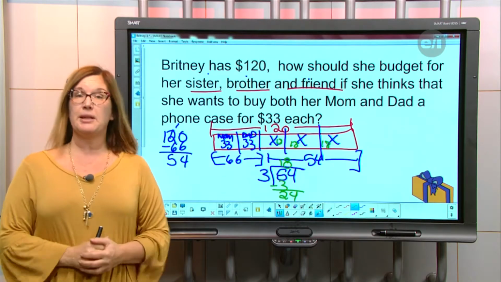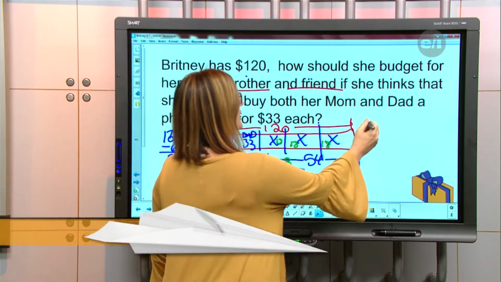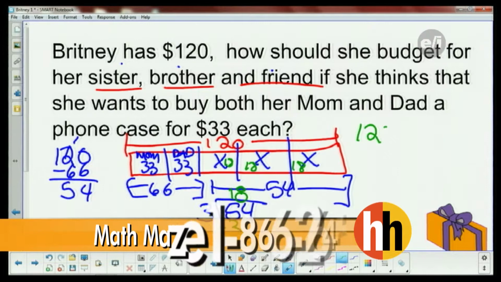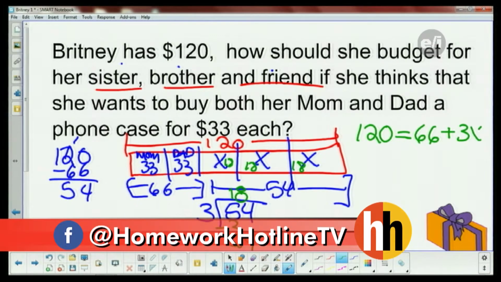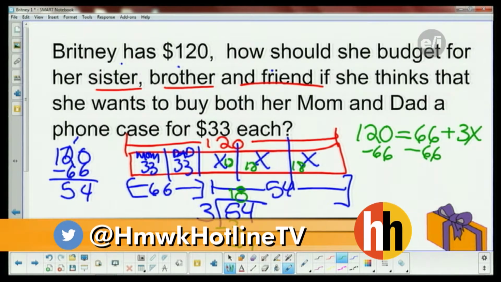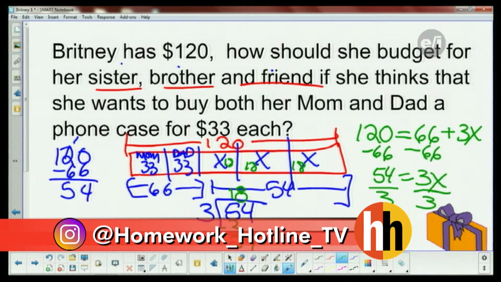So if we set this one up algebraically, we could do the same thing. What we're going to think about is that when we started out, it was $120 altogether, and it was equal to the $66 plus the 3x, okay, the 3 different people. When we went to solve it, we took away the 66 from both sides, which left us with 54 equals 3x. And then the next thing we did was we divided both sides by 3. So this is what it looks like in algebra. It's the exact same thing without the tape diagram.